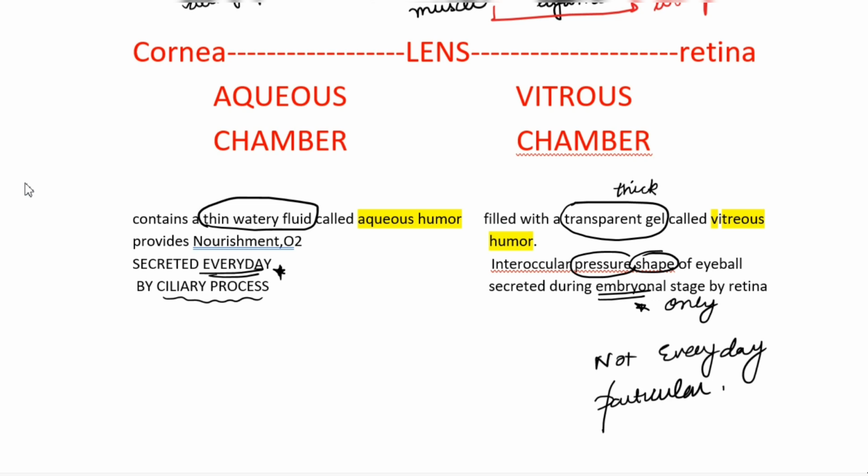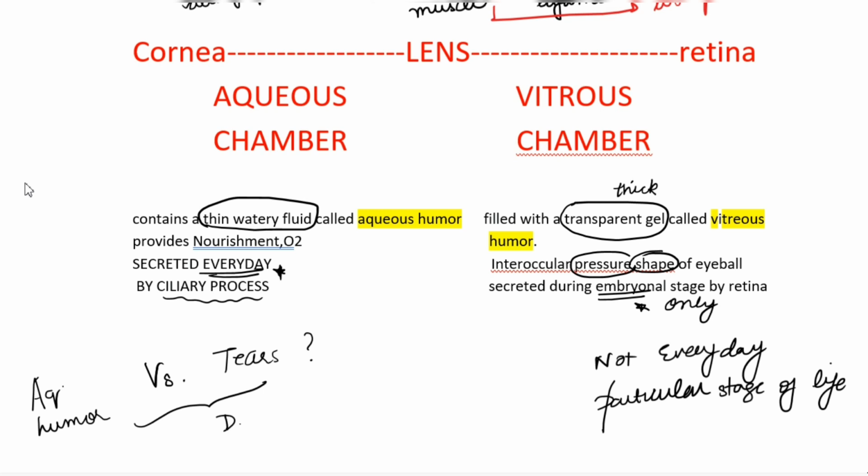And when is it secreted? It is secreted during the embryonal stage. By whom? By the retina. So the vitreous humor is a transparent gel. It is not thin and watery like the aqueous humor. It is responsible for the shape and intraocular pressure of the eyeball, and it is secreted only during the embryonal stage, not like aqueous humor which is secreted every day. Okay, and it is secreted by the retina.